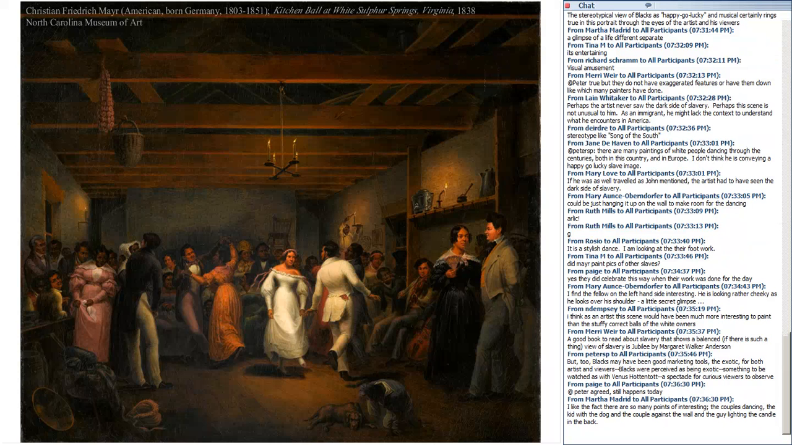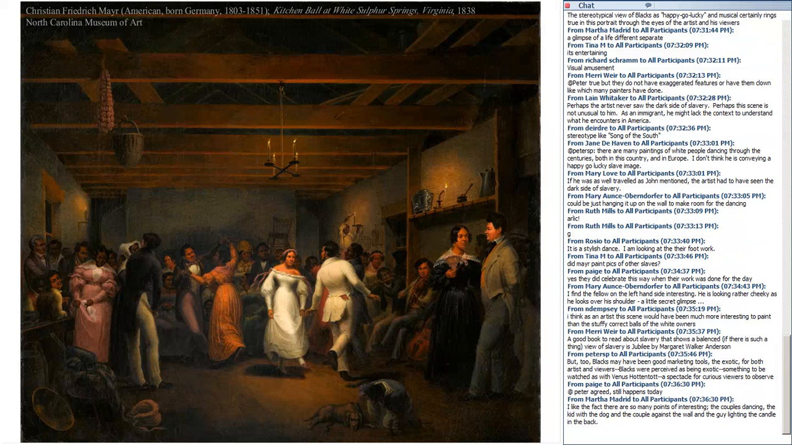And it may have been as simple as that, and he may not have had any agenda at all, but just to put together an interesting picture that would further his career. Right, and in fact, along those same lines, we have a comment here: Blacks may have been a good marketing tool, the exotic for both artists and viewers. Blacks were perceived as being exotic, so he may have been playing to a market.